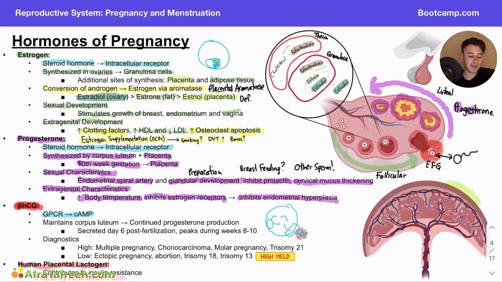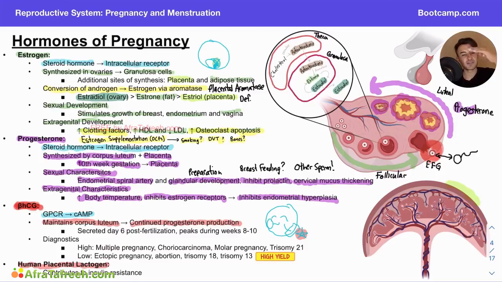So now that we got that biochem out of the way, let's talk about what beta HCG does. Essentially, it is like the pinch hitter. It is hanging out for the first 10 weeks of pregnancy in order to make sure that things are going well until we develop a strong placenta. So it's going to maintain the corpus luteum, and this is going to lead to continued progesterone production beyond the normal 14-day period. So it's going to say, hey, corpus luteum, you need to start producing more progesterone, even though your normal 14-day timeline is up.